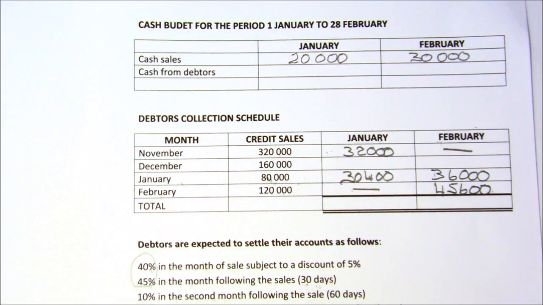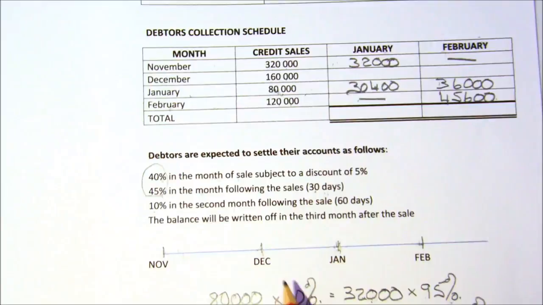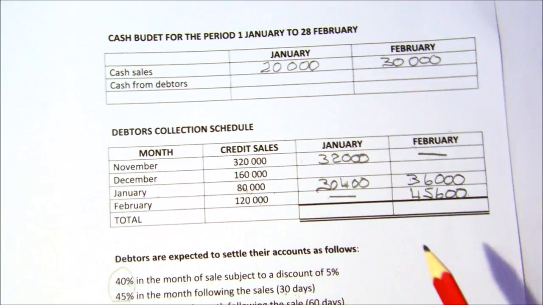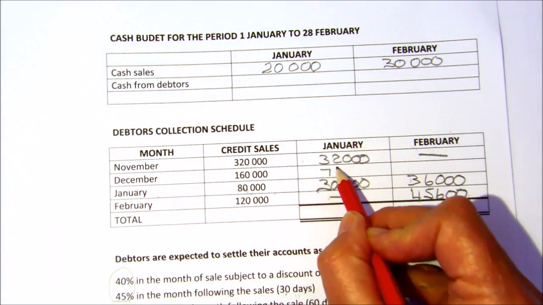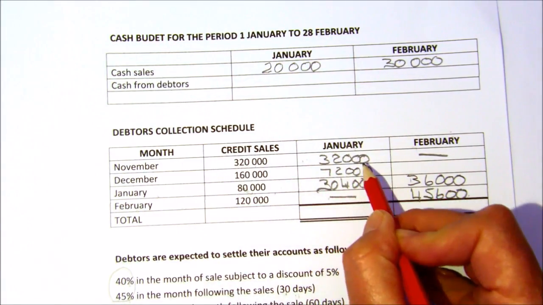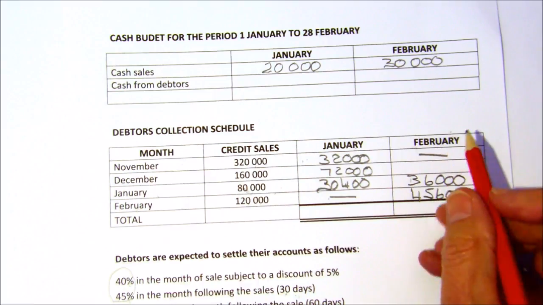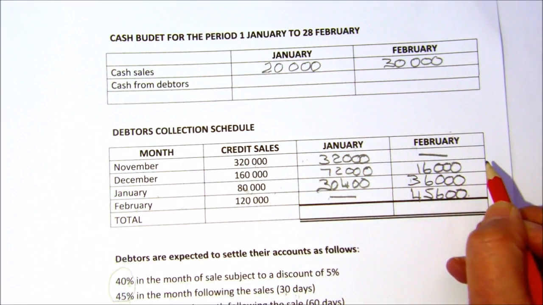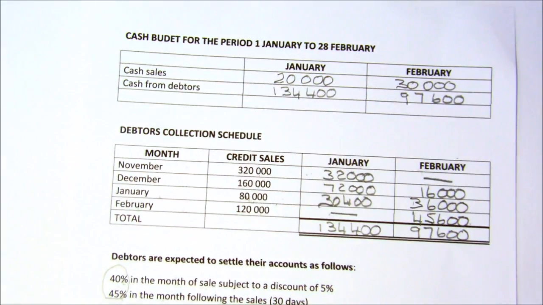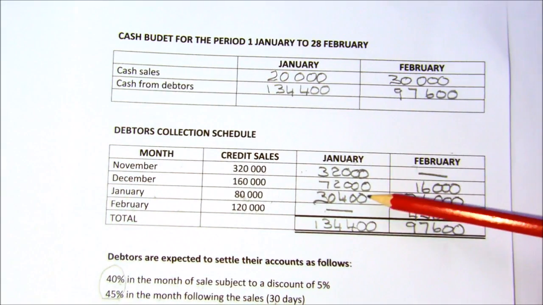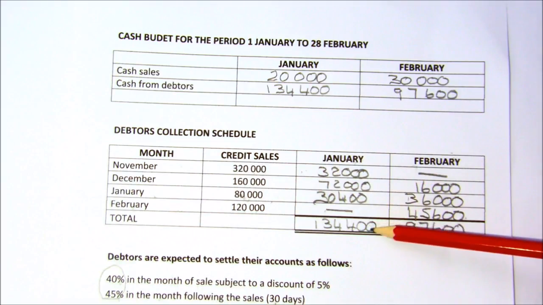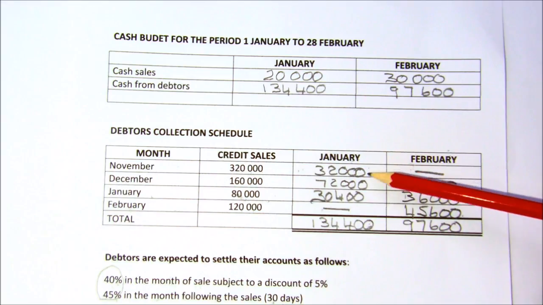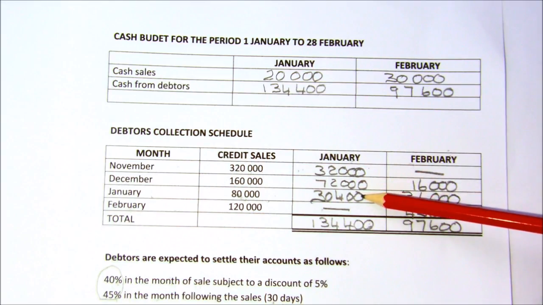In December, 1 month later, first of all, there's December, 1 month later will be 45%, so that's 72,000. And then 10% thereafter, 16,000. And then obviously we'll just total this up. So in the month of January, I'm expecting to get this 134,400. Some of it is money still from November, some December, and some January.